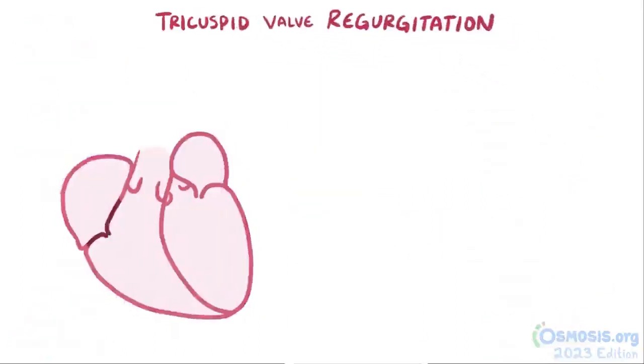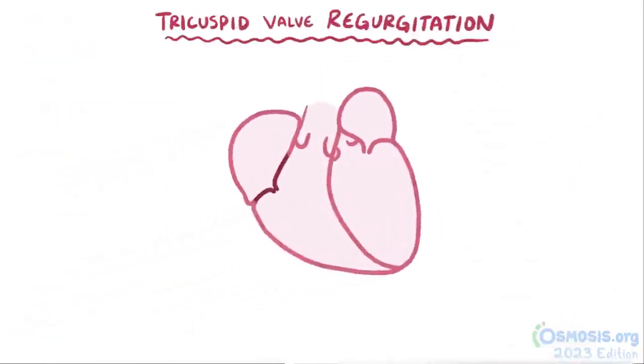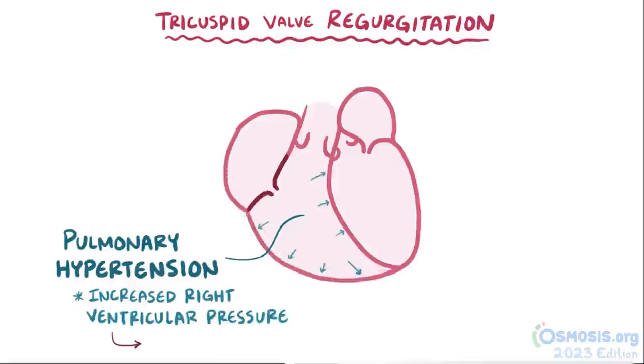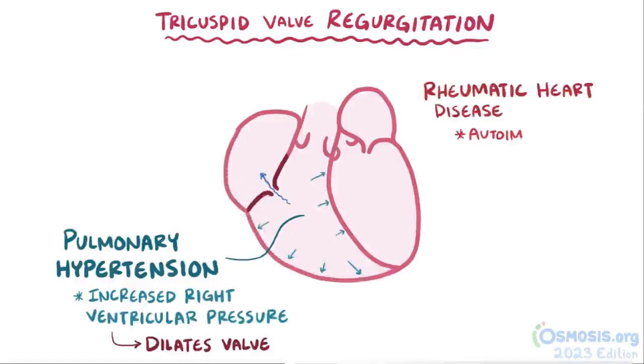Let's start with tricuspid valve regurgitation. Often regurgitation is due to pulmonary hypertension, which causes an increase in right ventricular pressure, which then dilates the tricuspid valve, allowing blood to go backward. Another well-known cause is rheumatic heart disease, an autoimmune reaction involving the valve leaflets causing inflammation. The chronic inflammation leads to leaflet fibrosis, which makes it so that they don't form a nice seal and instead let blood leak through.